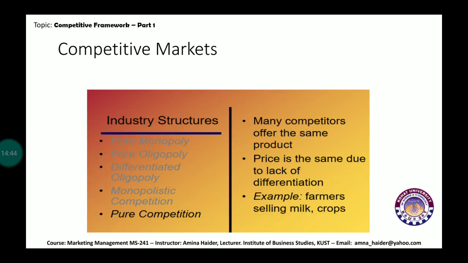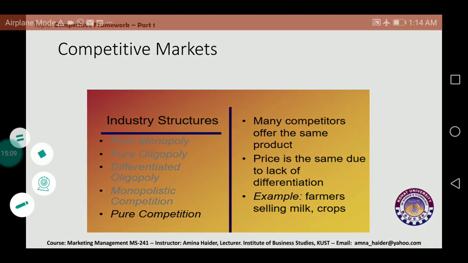So the last one we would go through is pure competition. Many competitors offer the same product. Price is the same due to lack of differentiation. For example, farmers selling milk, crops, etc.